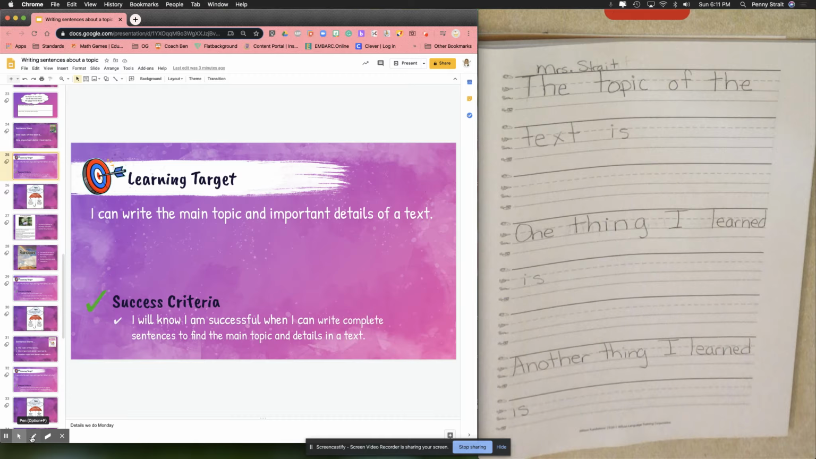Hello, students. In this writing lesson, we're going to continue our work on main topic and important details. Your learning target is I can write the main topic and important details of a text. And your success criteria is I will know I am successful when I can write complete sentences to find the main topic and details in a text.